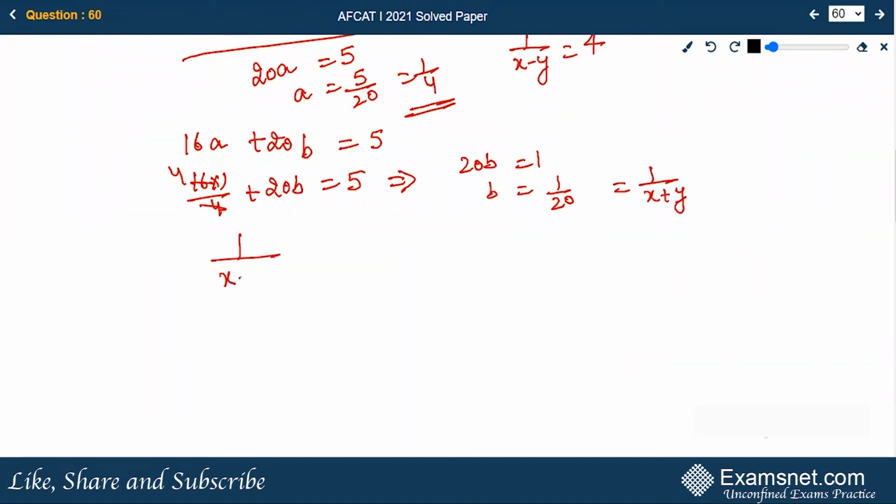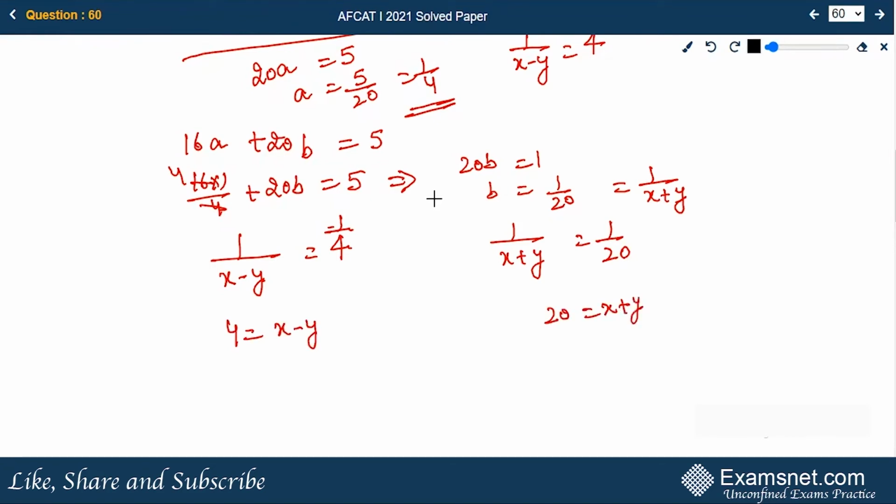So you got two things. 1 upon x minus y is equal to 1 by 4, and 1 upon x plus y is equal to 1 by 20. Cross multiplication: 4 is equal to x minus y, and 20 is equal to x plus y. Let's add these two equations to eliminate y. So you will get 2x is equal to 24, or x is equal to 12. When x is equal to 12, y will be 20 minus 12, that is 8 kilometer per hour.